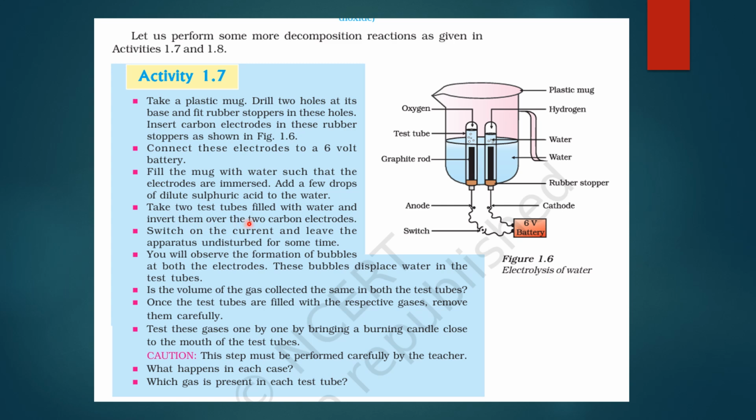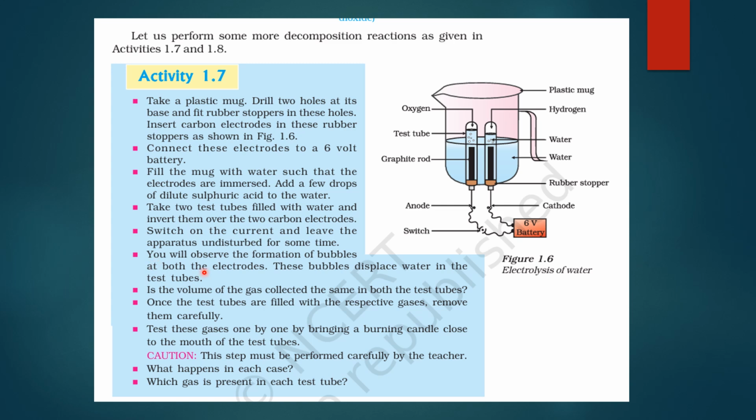Now take two test tubes filled with water and invert them over the two carbon electrodes. ये हमारे दो electrodes हैं. इसके ऊपर हमने water filled test tubes ली हैं दो और उन्हें invert कर दिया. Right? Now we switch on the current and leave the apparatus undisturbed for some time. ये जो आपने बैटरी यहाँ लगाई थी, here is a switch, आप इसको on कर दो. When you switch on this, current will start flowing through this circuit, right? And some action will take place, so you leave it undisturbed for some time. Let that action take place.